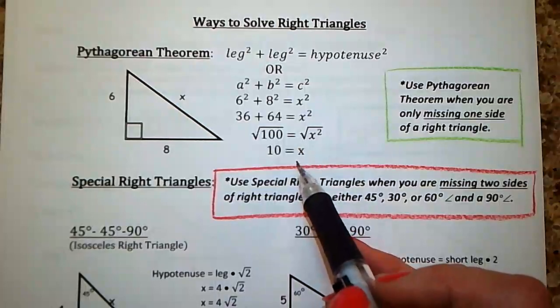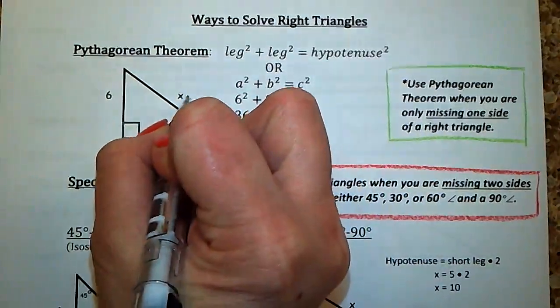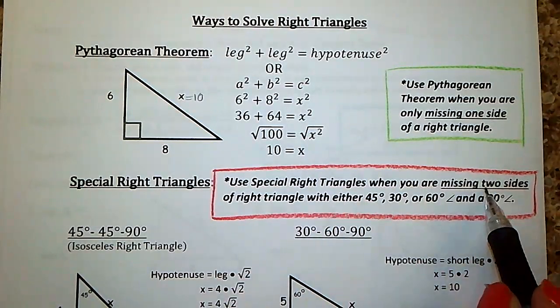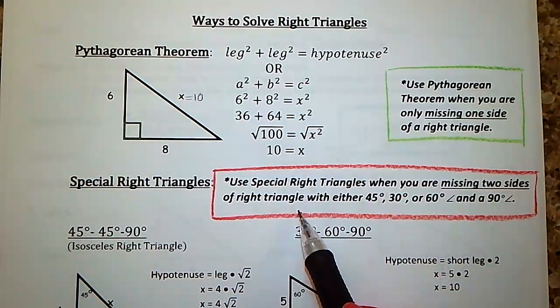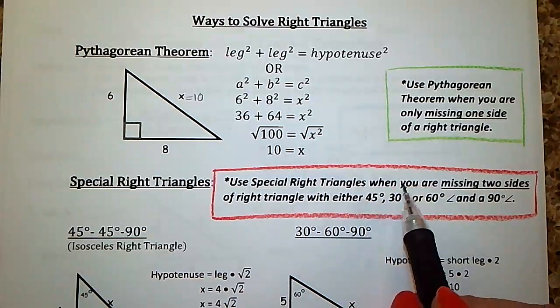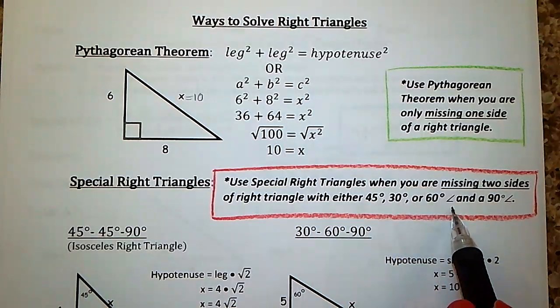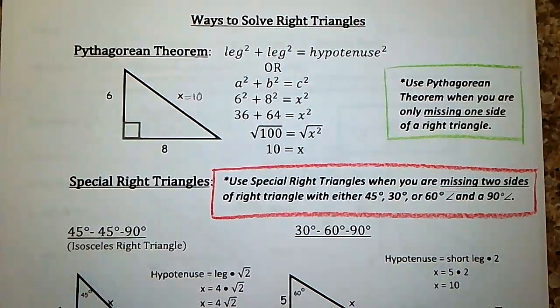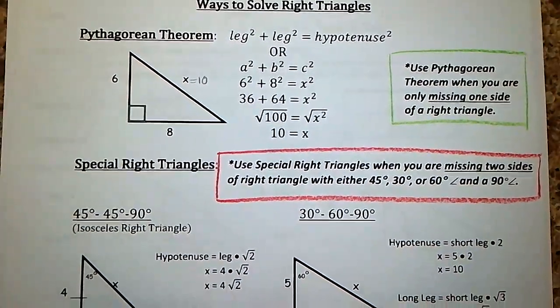In this case, you can see we solve for this side, and this actual value here works out to be 10. Special right triangles we also learned about, and this is used when you're missing two sides of a right triangle. And your right triangle has to have either a 45, 30, or 60-degree angle inside along with your 90-degree angle. So in this particular case here, again, these are for special situations.